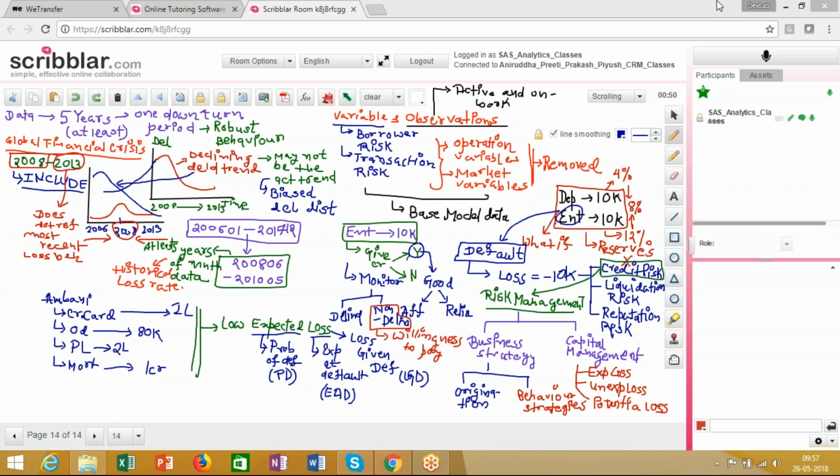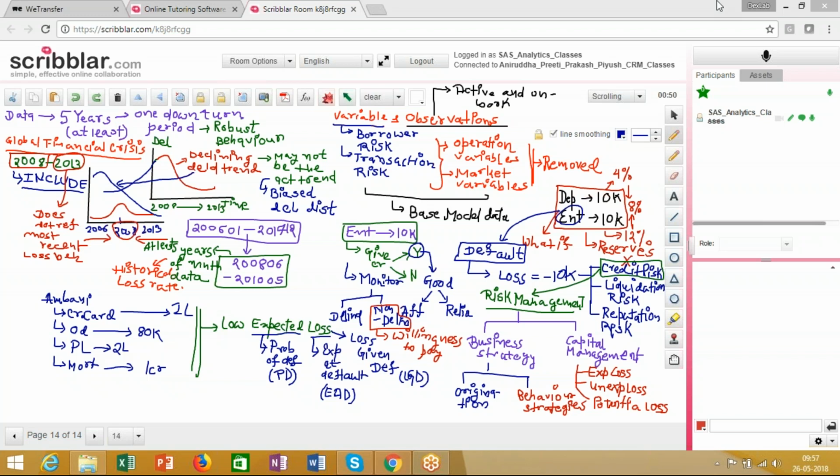Now, if Mr. Ambani has a very low probability to default, then the chances of expecting a loss from Mr. Ambani's account is very low, right? So in that way, I need not bother. For accounts which have a very high probability of default, right? I look into their exposure at default.